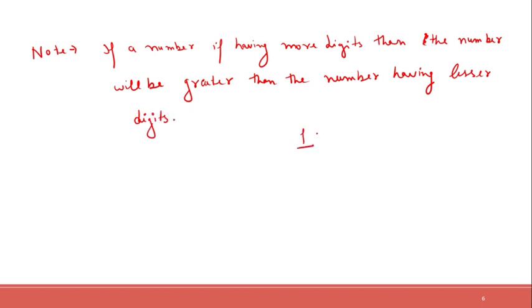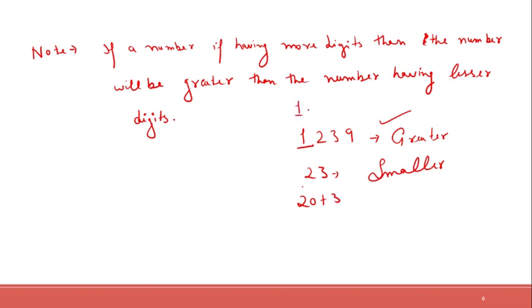So if a number is having 1, 2, 3, 9, and a number is written here like 23, which will be smaller and which will be greater? Obviously this will be greater and this will be smaller, right? Because it is having only 20 plus 3, but this number is having 1000 plus 200 plus 30 plus 9. Get my point? It has 1200 extra. Then 30 is also greater than 20. Then 9 is also greater than 3.